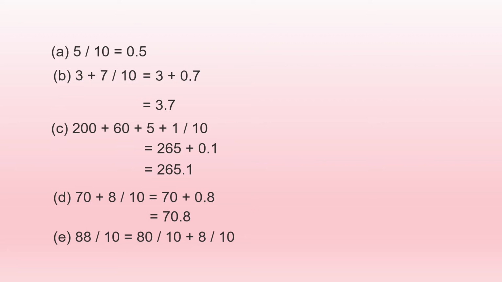88 by 10. See, in the denominator if there is one 0, after the decimal we will have one number. So 8.8. Or else you can separate this: 80 by 10 plus 8 by 10. Then 80 by 10 is 8, and 0.8. So 8.8.